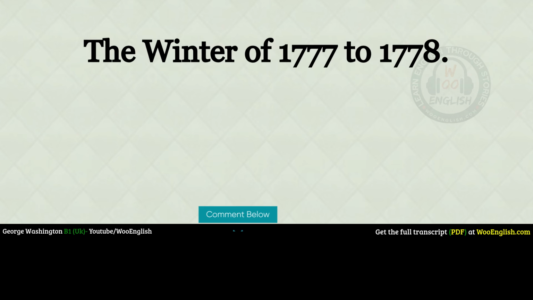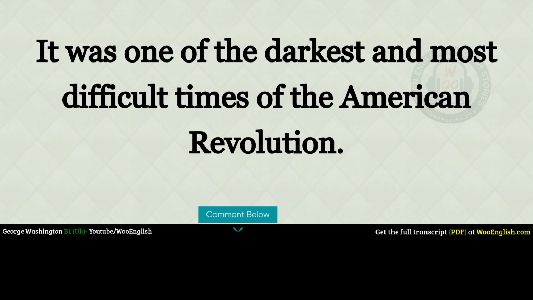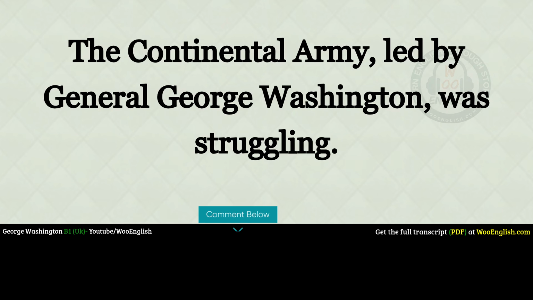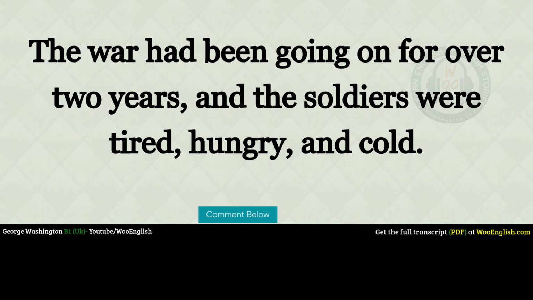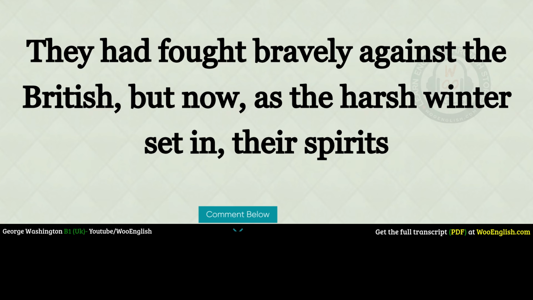Chapter 5, The Winter at Valley Forge, the winter of 1777 to 1778. It was one of the darkest and most difficult times of the American Revolution. The Continental Army, led by General George Washington, was struggling. The war had been going on for over 2 years, and the soldiers were tired, hungry, and cold. They had fought bravely against the British, but now, as the harsh winter set in, their spirits were beginning to break.